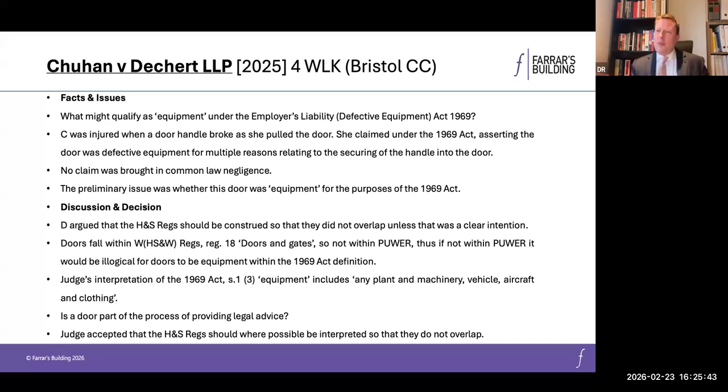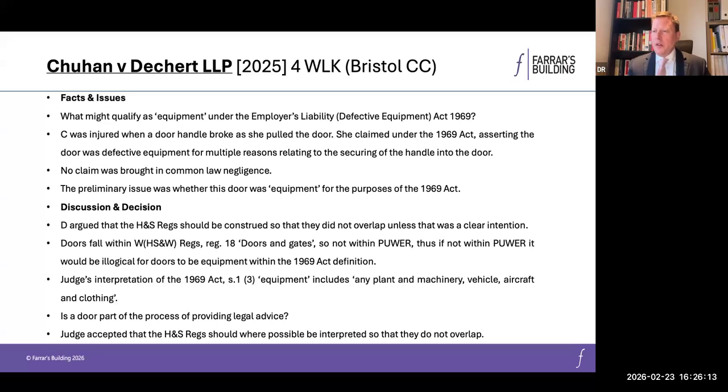Factually, the claimant is a solicitor employed by the defendant, and she sustains a head injury when the top of a door handle, which is attached to a fire door in her workplace, just becomes detached as she pulls it. And she claimed under the 1969 Act, alleging a defective door for many reasons relating to the bolt that secured the handle to the door. She didn't rely on any common law negligence claim.